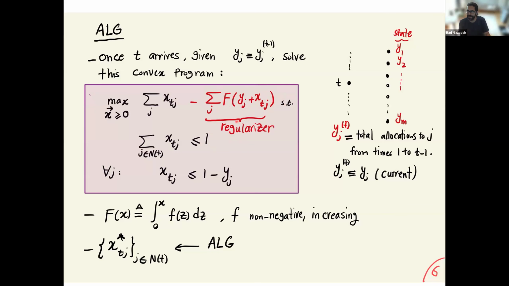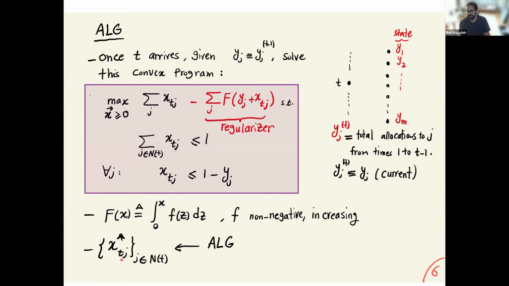All right. And now you're in the domain of concave programming. This is a concave program you can solve exactly, and that will give you some allocation rule. It's going to be a fractional allocation rule because the optimal solution of the concave program is going to happen at some interior point of the polytope that we are optimizing over. Let's call that x*_tj.